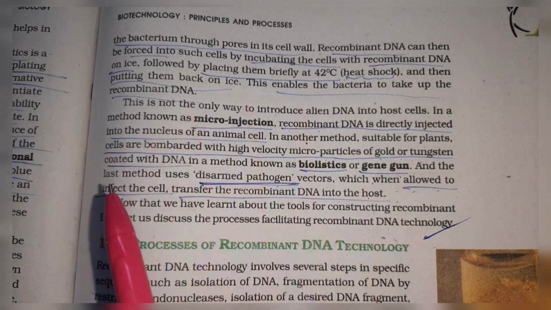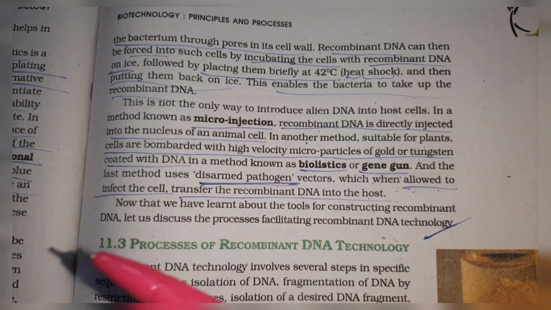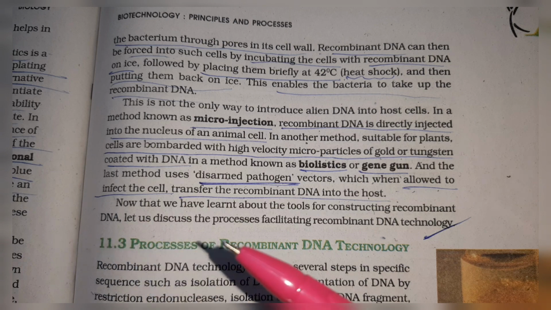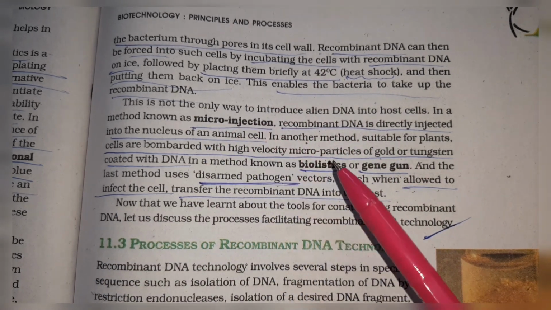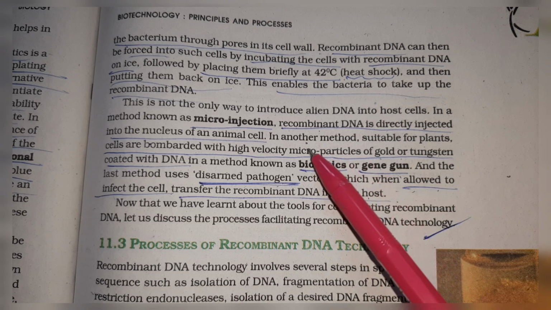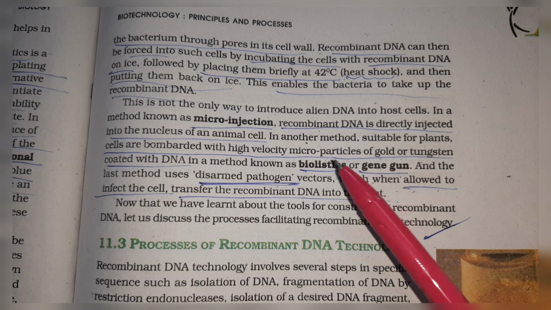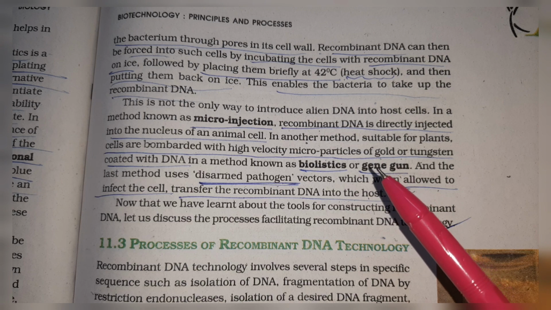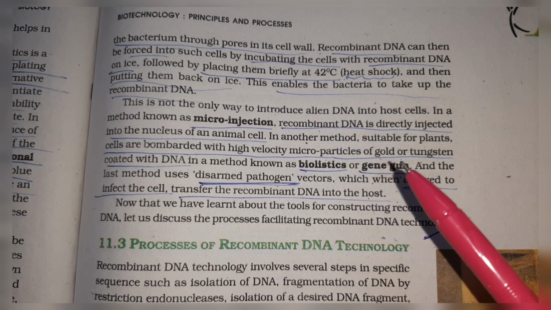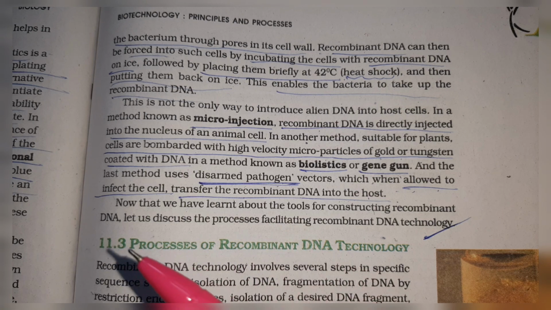So microinjection is a method in which we directly inject the recombinant DNA vector into the animal cell, and microinjection is suitable for animal cells. While talking about plants, we use a method known as biolistics or gene gun, in which particles of gold or tungsten coated with DNA are bombarded at high velocity, fired on the plants.